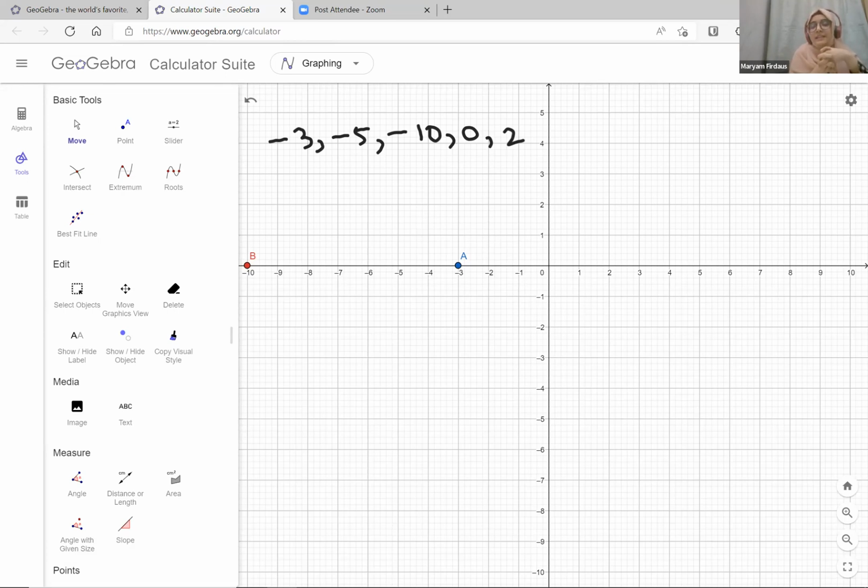Which of these is the most positive number? 2. Right. And which of these is the least negative number? -3. Okay. How about I say 2? If I say 2 is the least negative number, will I be right or will I be wrong? Right. If I say which of these is the least positive number, least positive.